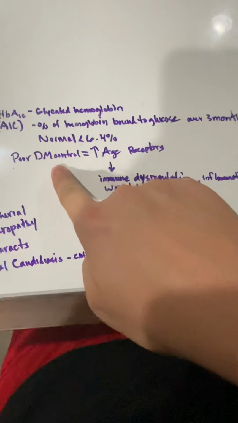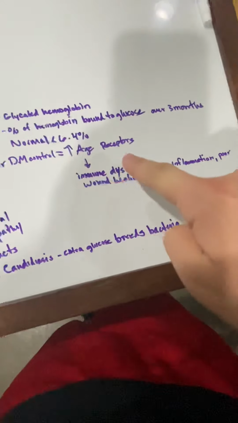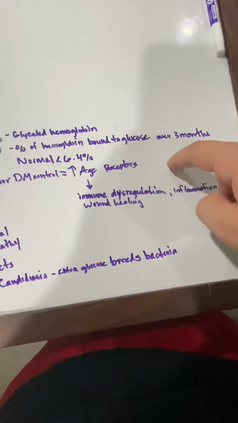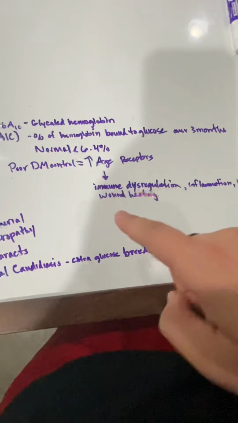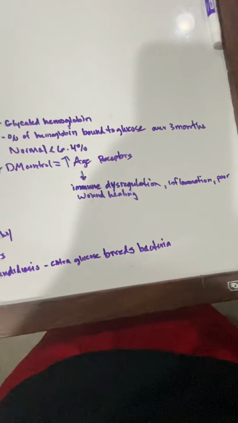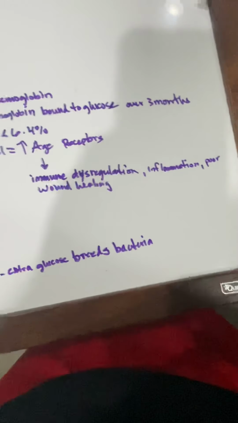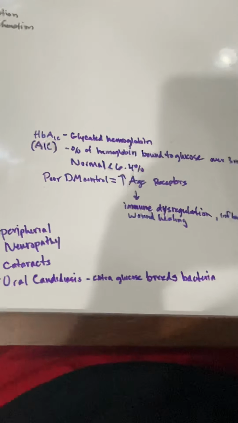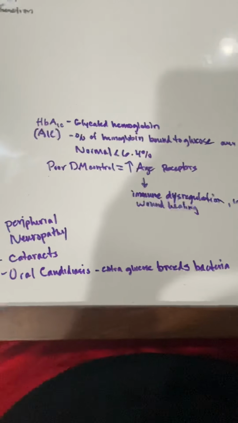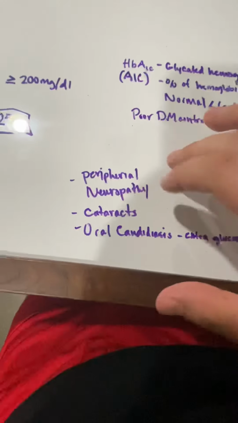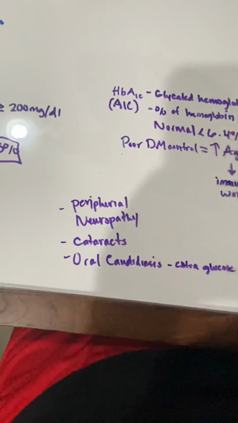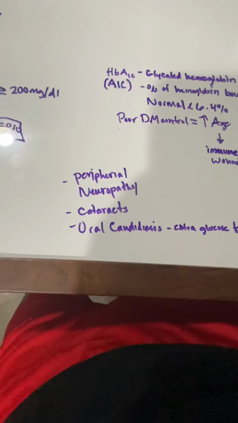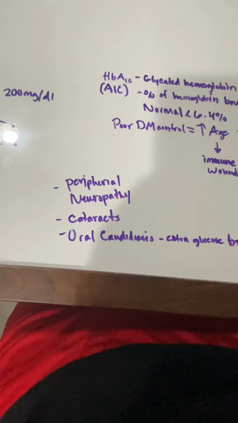So poor diabetes control increases the AGE receptors. So you have AGE and RAGE. Those guys will increase, causing immune dysregulation, inflammation, poor wound healing, which is what we saw in perio. That's how you can have periodontal disease. Peripheral neuropathy is like the pins and needles in your feet. You can also have cataracts.